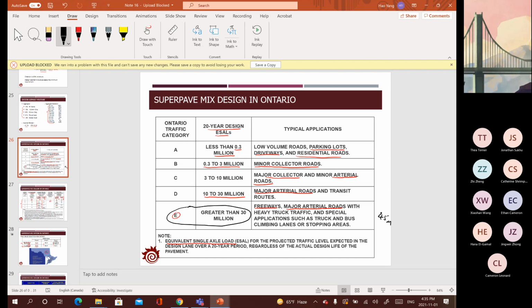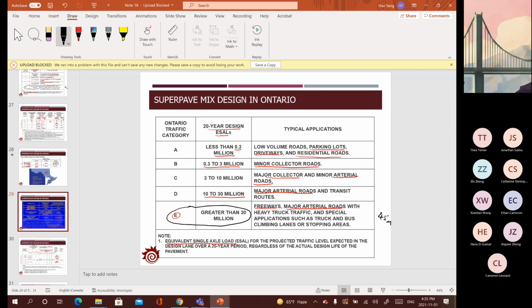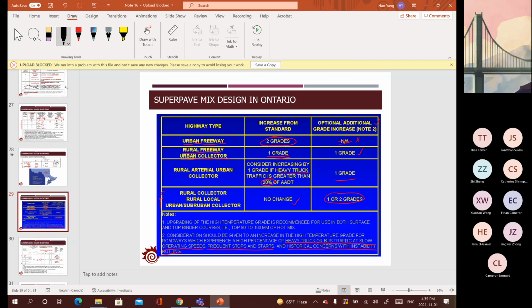It's category E, and for category E, we need to do some adjustment, or some increase, to the performance grade. For the urban freeways, we usually need to increase from the standard by 2 grades, which means we need to increase the maximum temperature by 2 times 6 degrees. That will be 12 degrees. You don't need to do any additional adjustment for that.